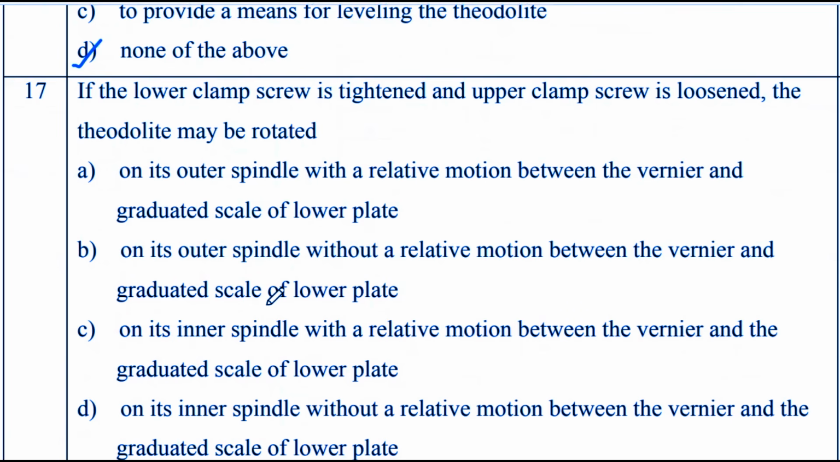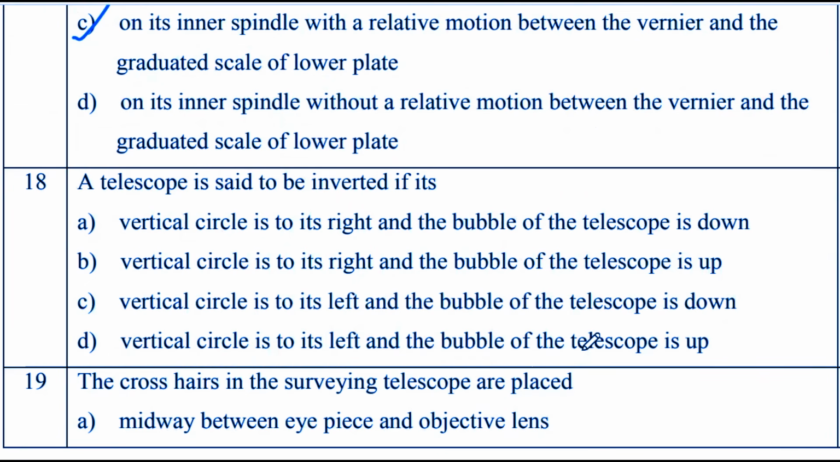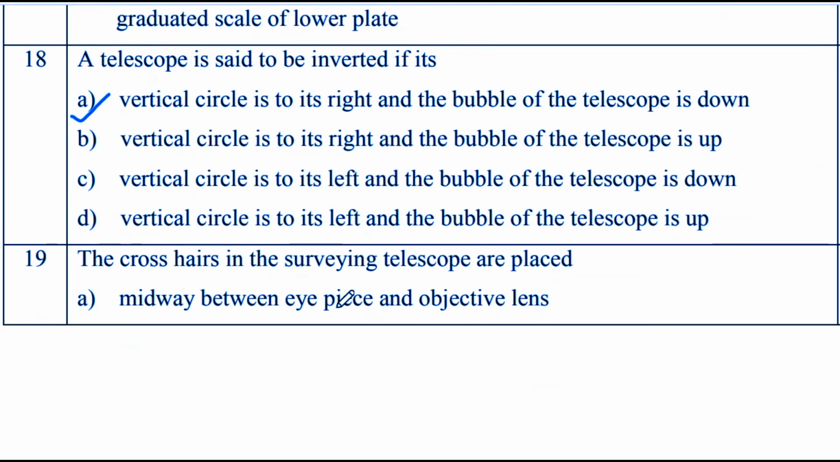If the lower clamp screw is tightened and upper clamp screw is loosened, then the theodolite may be rotated. Here are the given options. Read the first. And the right option is on its inner spindle with the relative motion between the vernier and the graduated scale of the lower plate. A telescope is said to be inverted if its vertical circle is to its right and the bubble of the telescope is down.